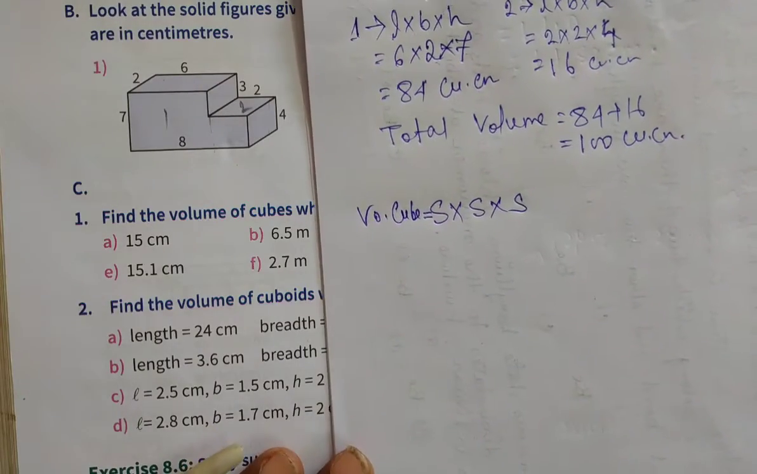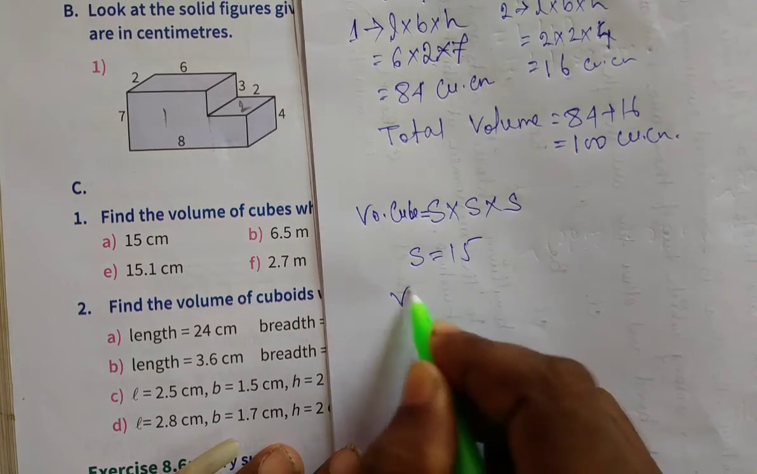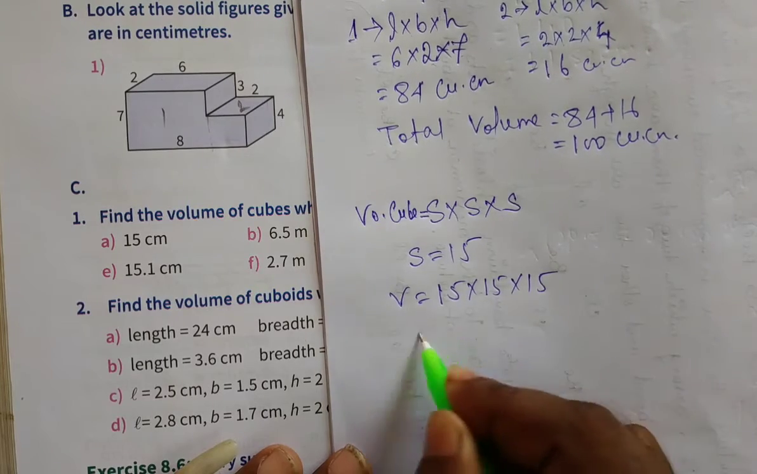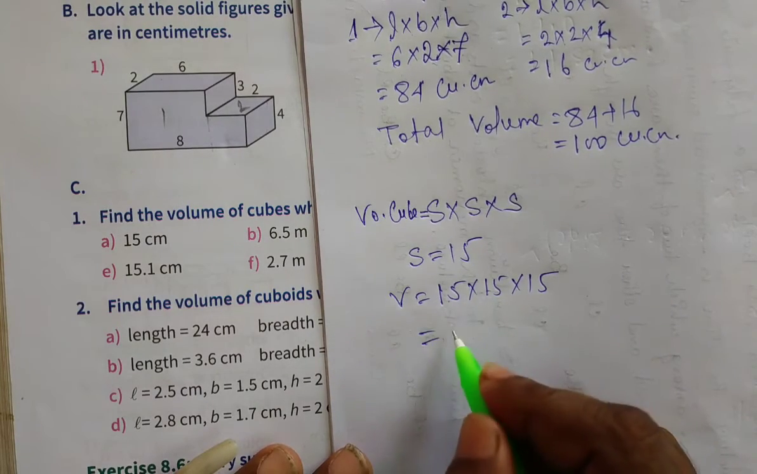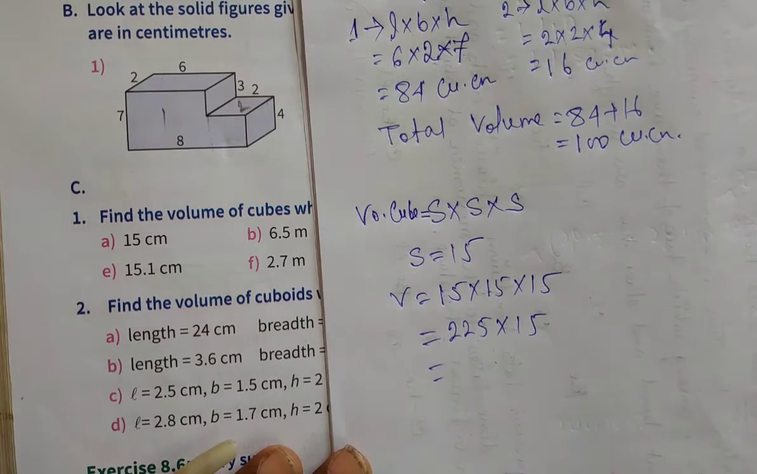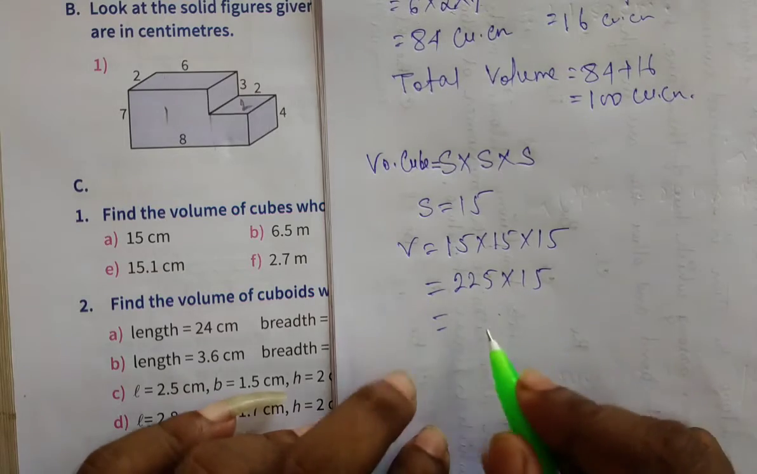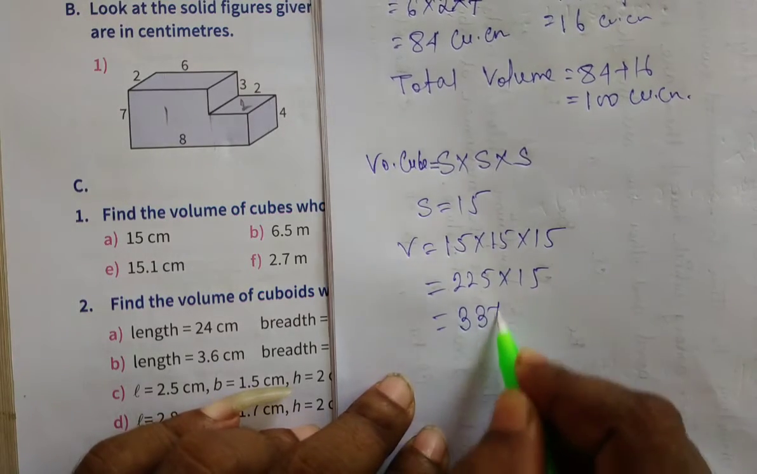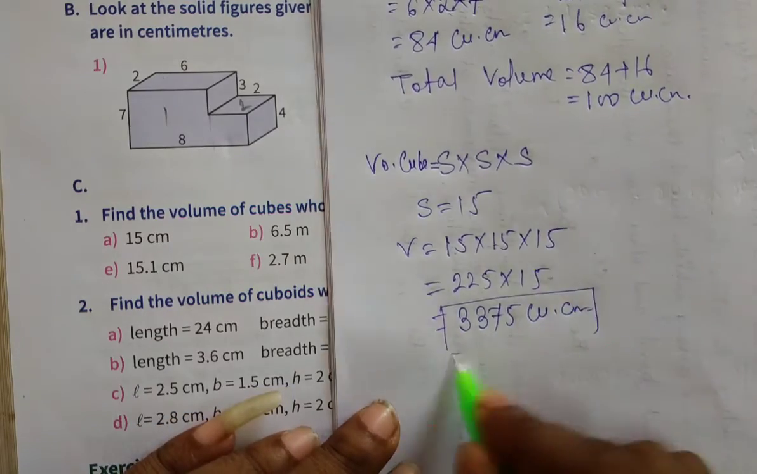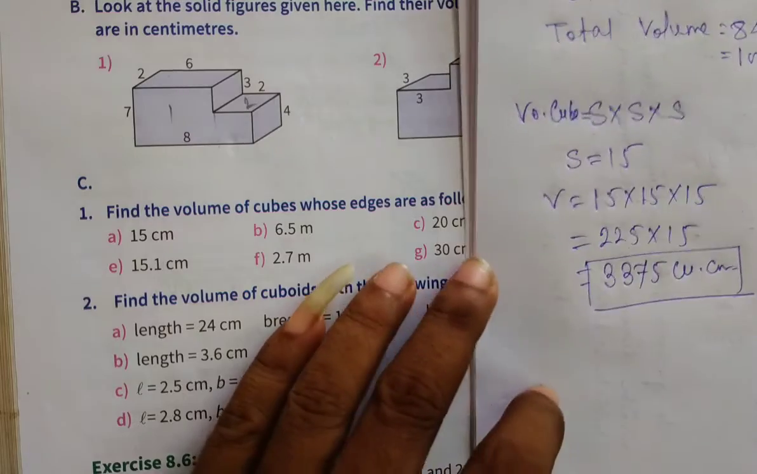Now try to solve question number 1. Here the side is given as 15. So the volume will be 15 into 15 into 15. 15 fifteens are 225, into 15. If I multiply 225 with 15, then we will get 3375 cubic centimeters, and this is our final answer. Understood everyone? Now just try to solve the next question.